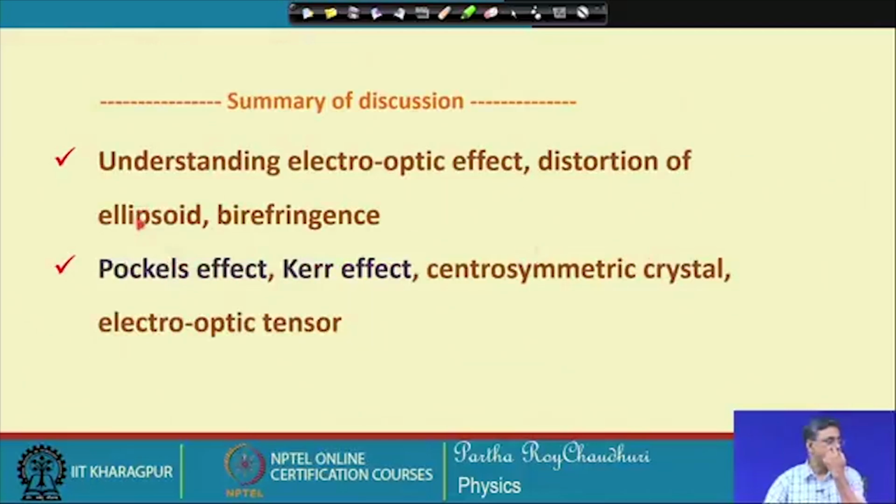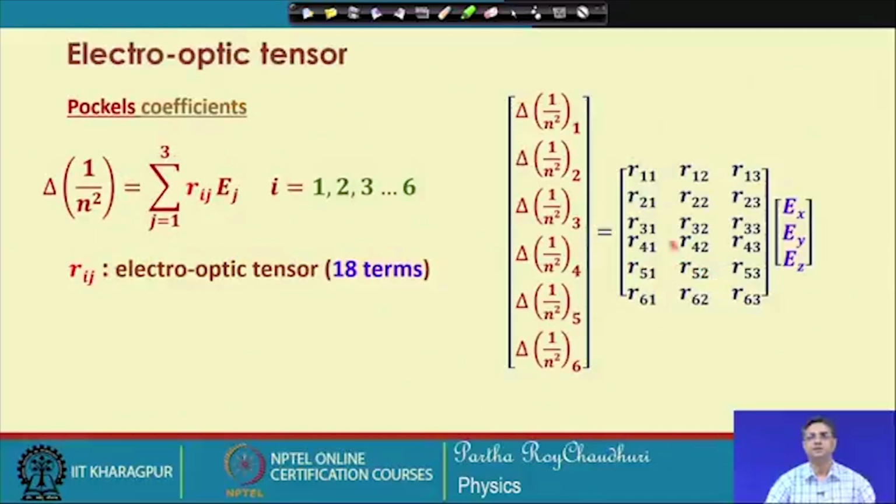In the next discussion we will continue with this tensor for various examples like an isotropic medium, gallium arsenide, an anisotropic medium like KDP, etcetera, and then we will continue our discussion.